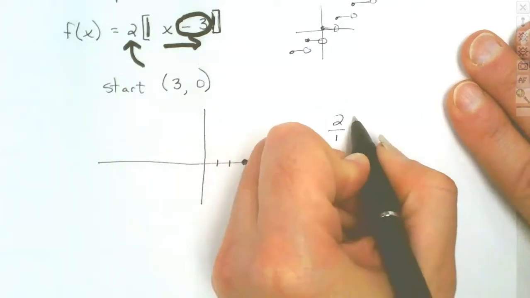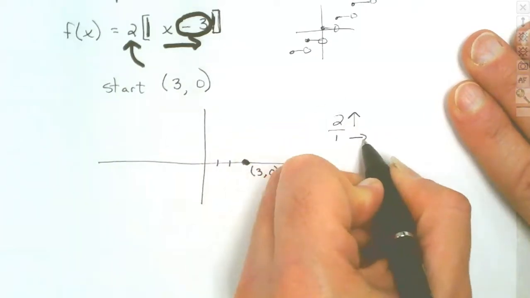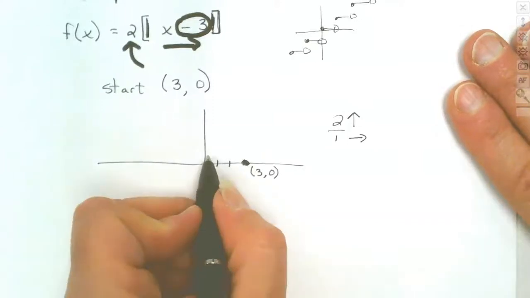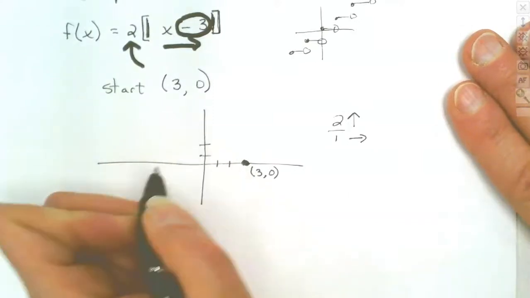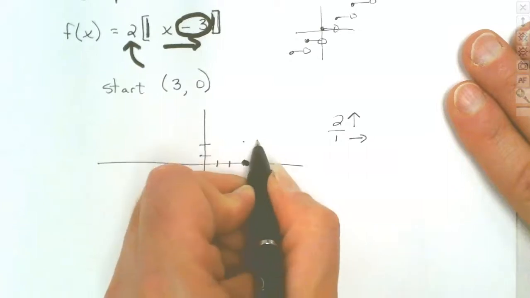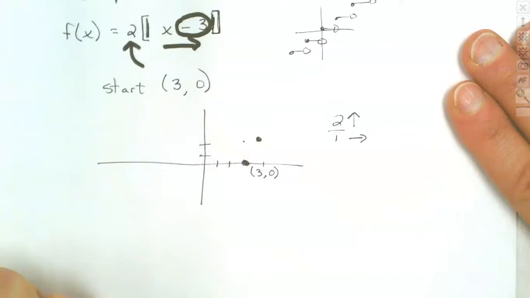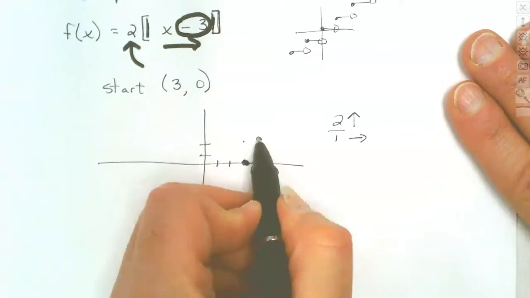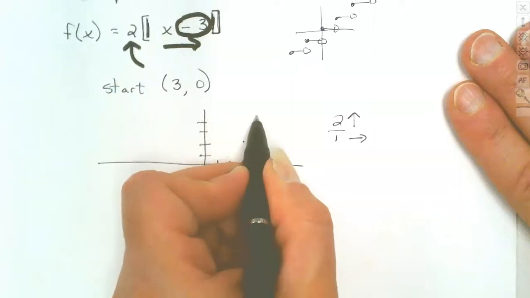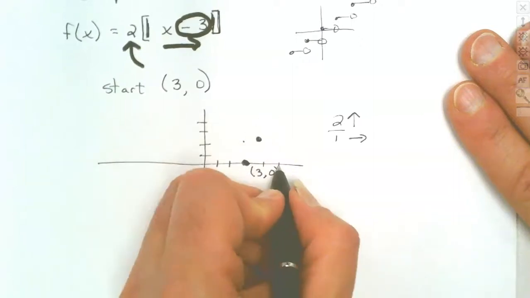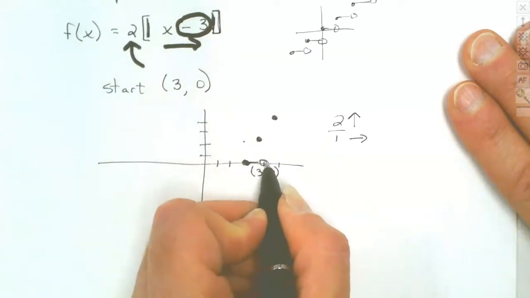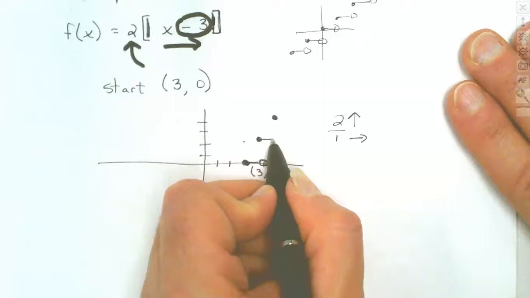So what do we do? Up 2 and over 1. So from our starting point at that 3, 0, we go up 2 over 1 and we make a dot. Then we go up again, up 2 from that second dot, over 1, make a dot. And now we connect them together to make our case of stairs.